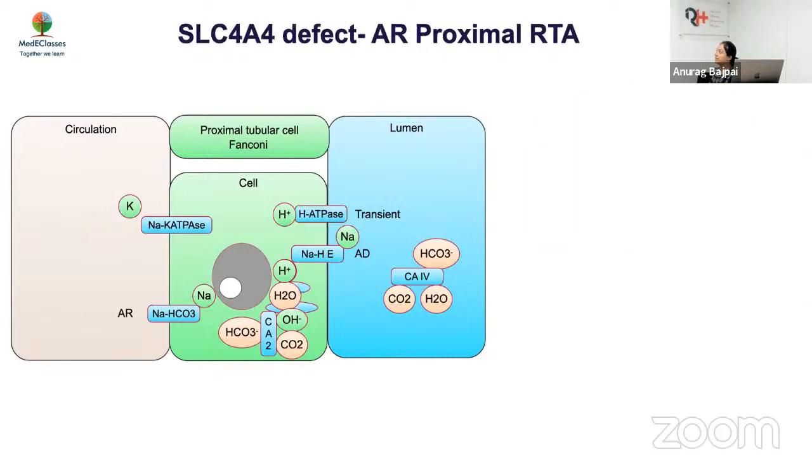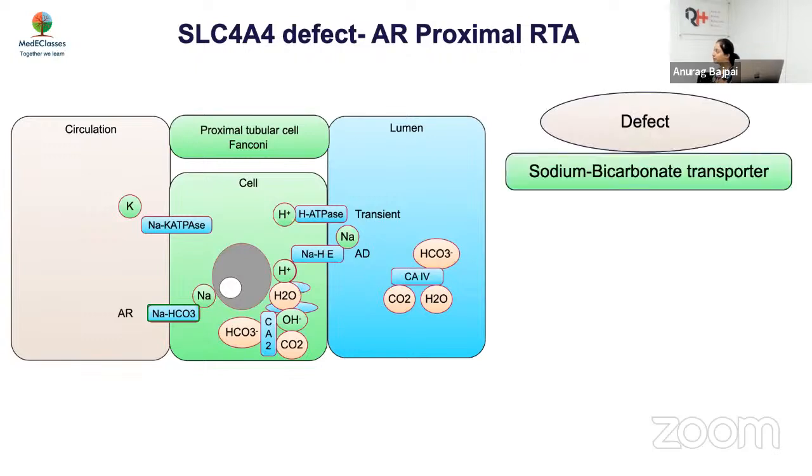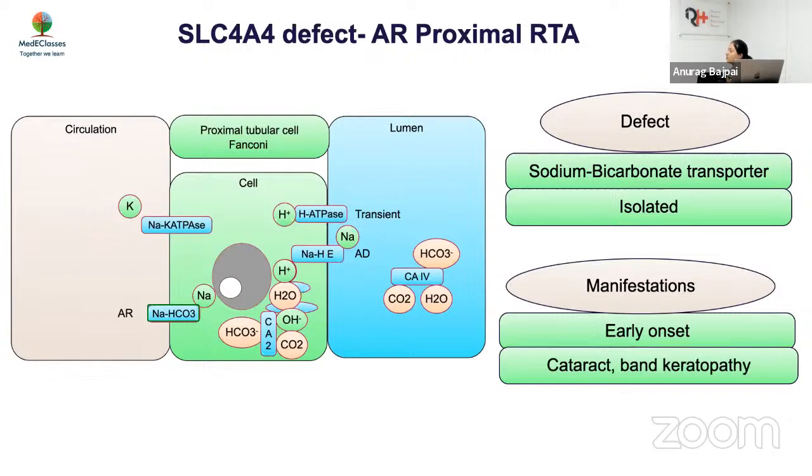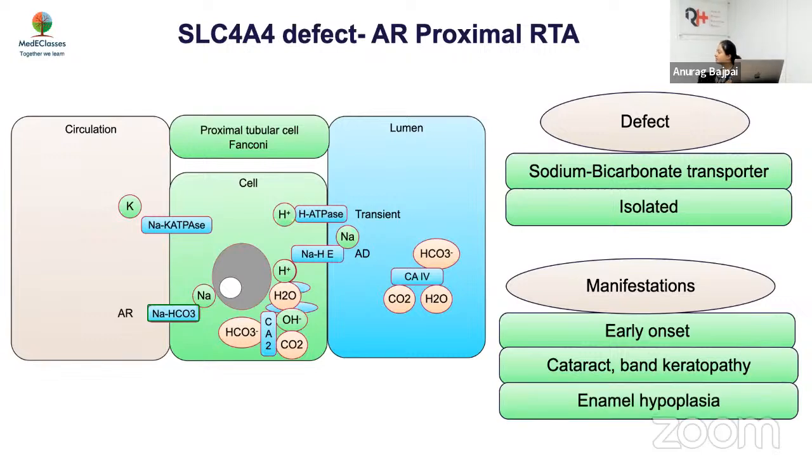Now, like the SLC4A1 defect that we saw in distal RTA, we have the SLC4A4 defect in the autosomal recessive kind of proximal RTA. Here, the problem is an isolated sodium bicarbonate channel defect. Since it is isolated, you will not see glucosuria, aminoaciduria, and phosphaturia. The manifestations are early onset proximal RTA like picture, and the children may also have cataract, band keratopathy, and enamel hypoplasia in this condition.